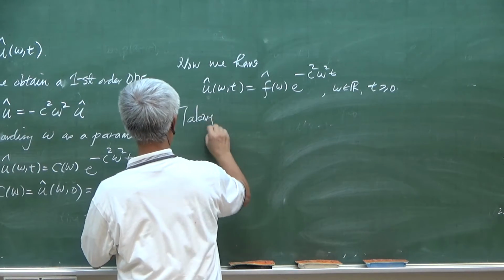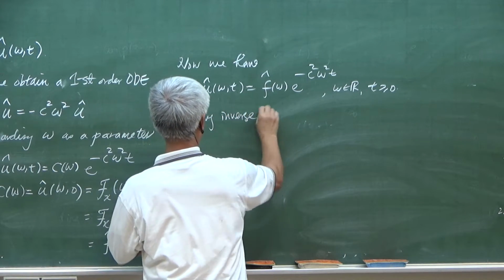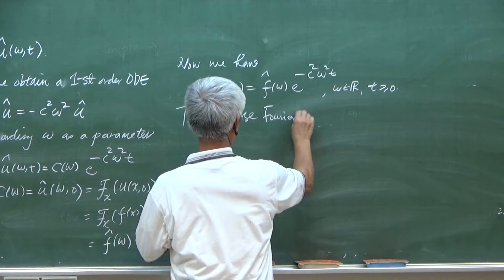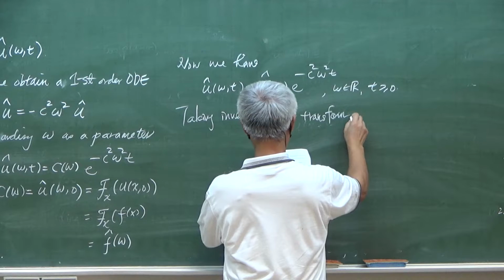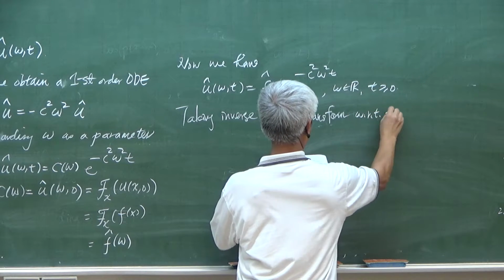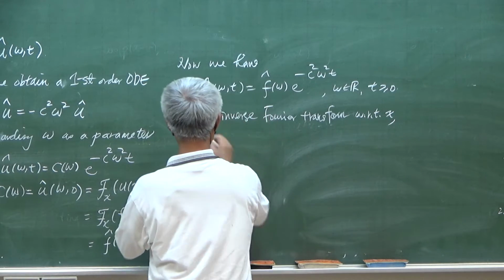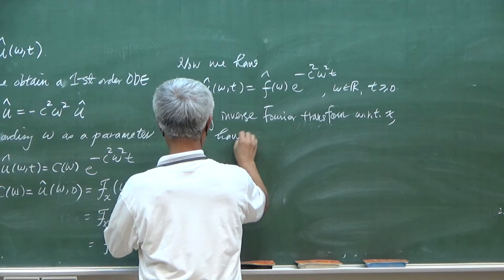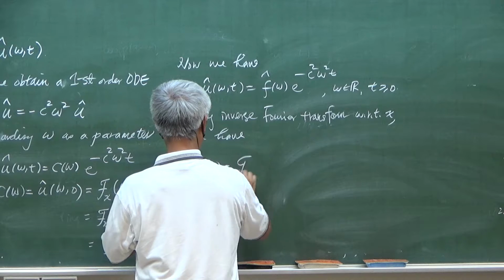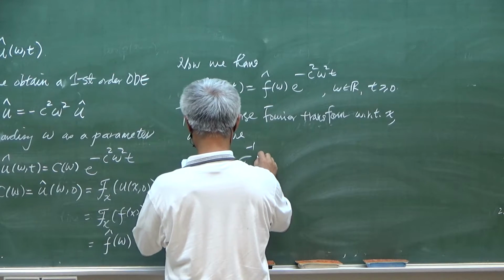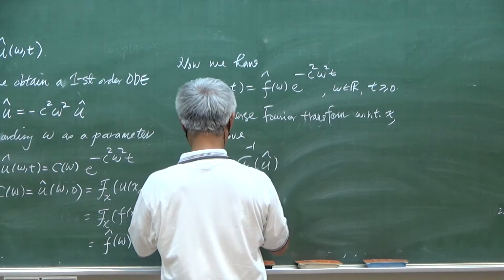So taking the inverse Fourier transform with respect to x. Right? So we have here u(x,t) as the inverse Fourier transform.